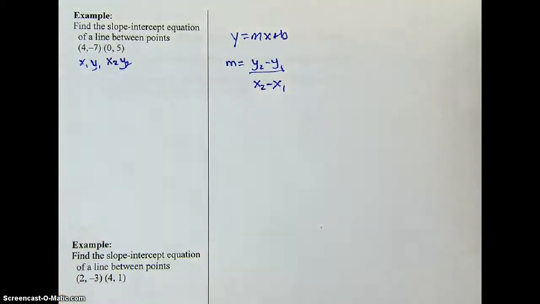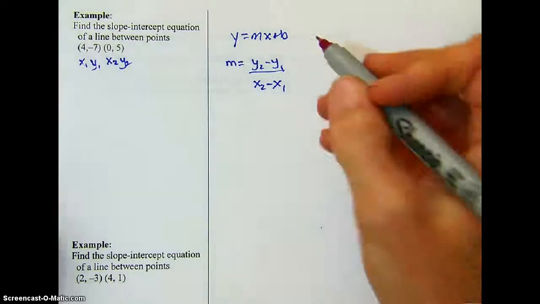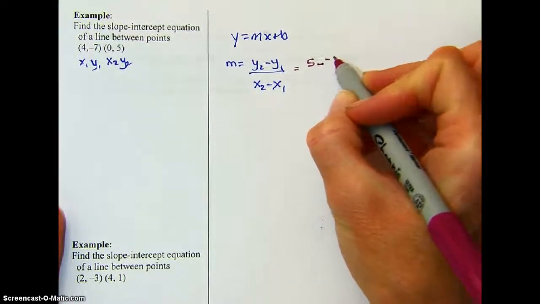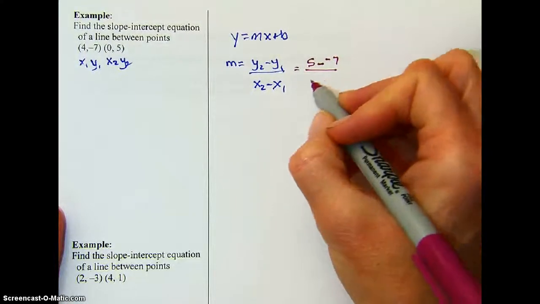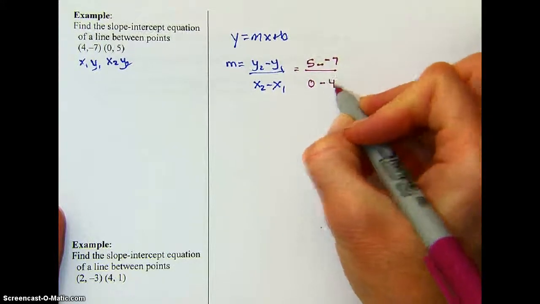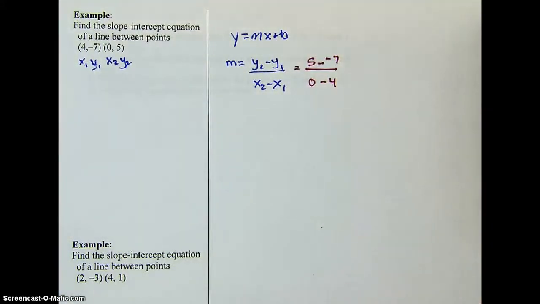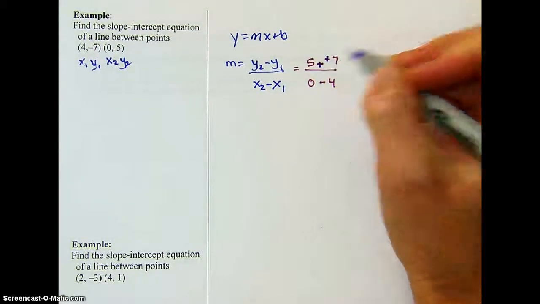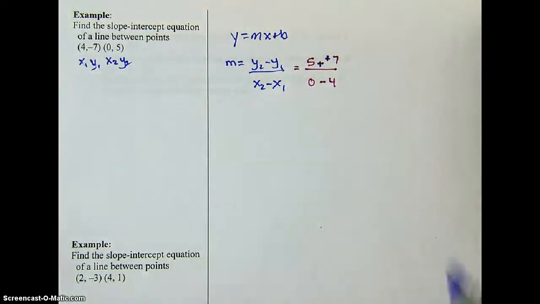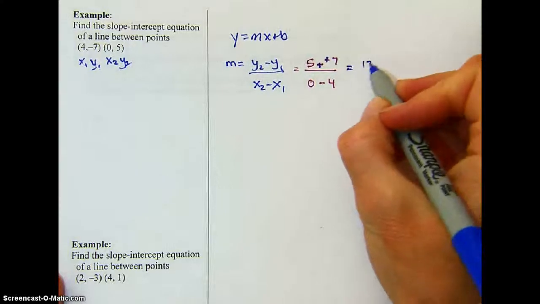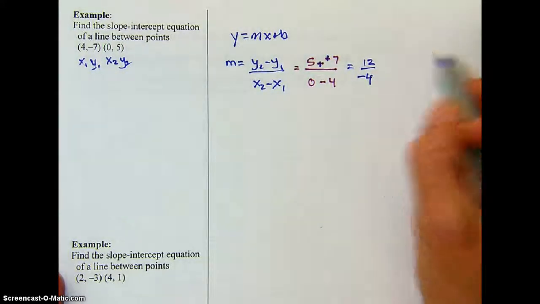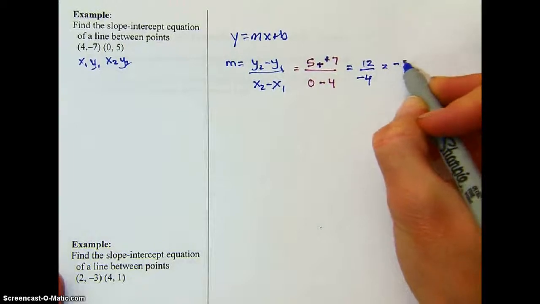And we're going to substitute in our numbers. And remember, the negative sign is part of the equation. So we're going to have 5 minus 7 over 0 minus 4. Now we know our negative negatives, they become a positive. So that is 5 plus 7, which gives me 12, divided by negative 4. So my slope this time round is going to be negative 3.